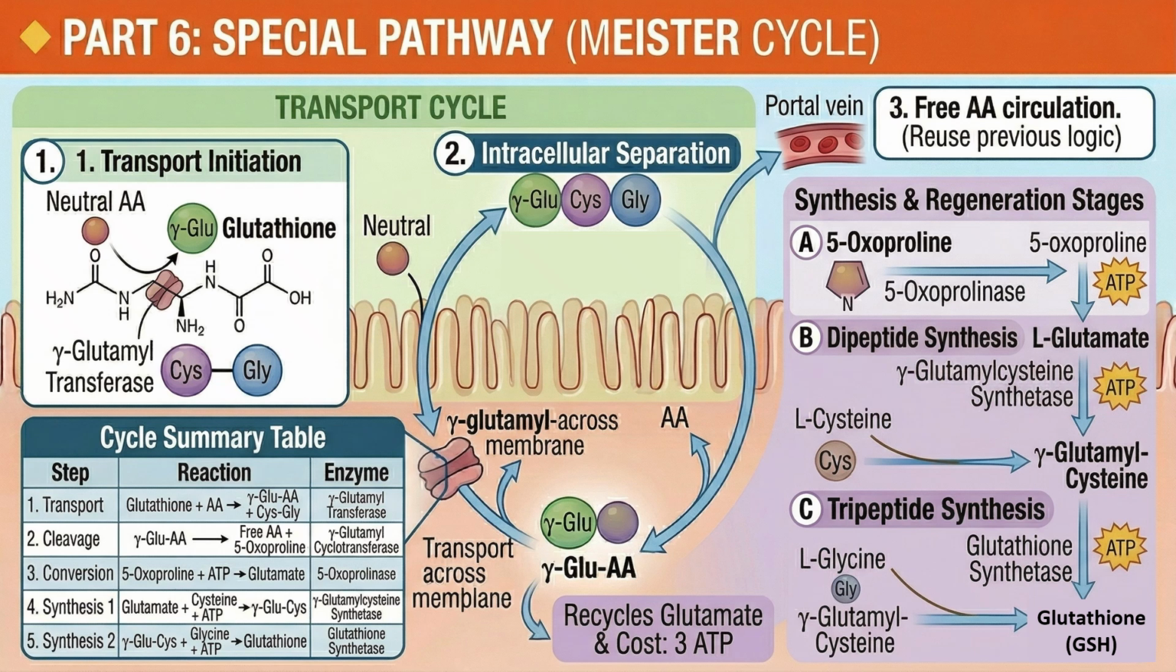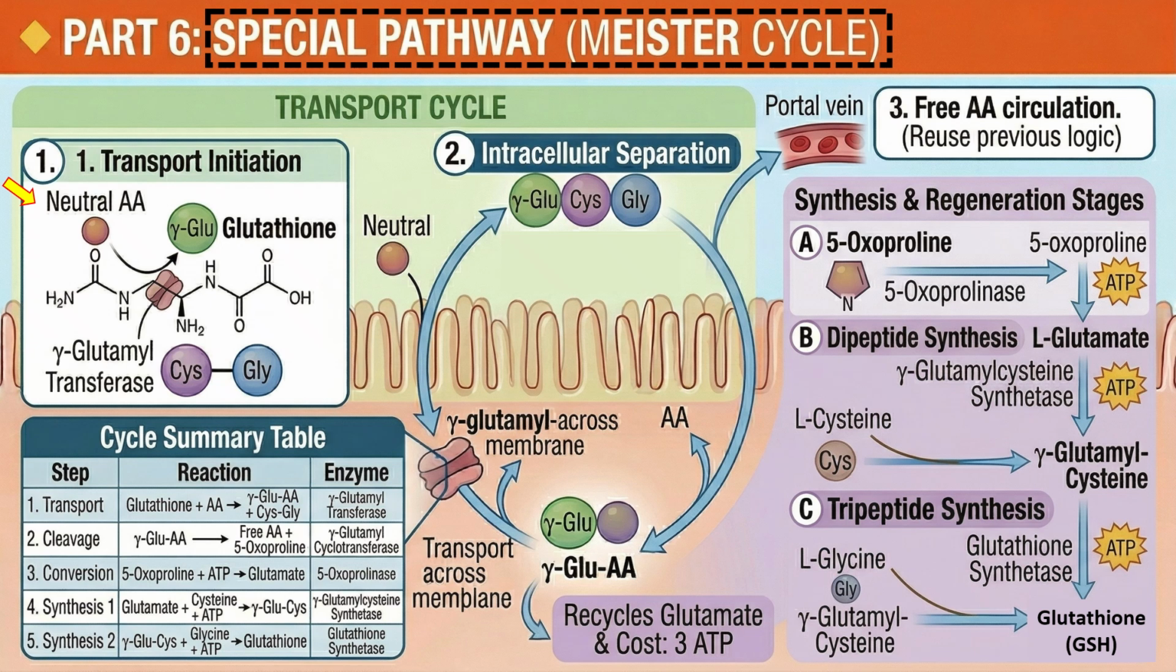If you have seen the video on lipid digestion and absorption, there we also learnt about a special pathway for the short chain fatty acids and medium chain fatty acids. Likewise, for the proteins we have a special pathway called the Meister cycle, also called the γ-glutamyl cycle. It is not a main pathway, but it is very important for exams and viva. So what is its function? It is mainly used for the transport of neutral amino acids across the intestinal cell membrane. So think of it as an alternative transport mechanism.